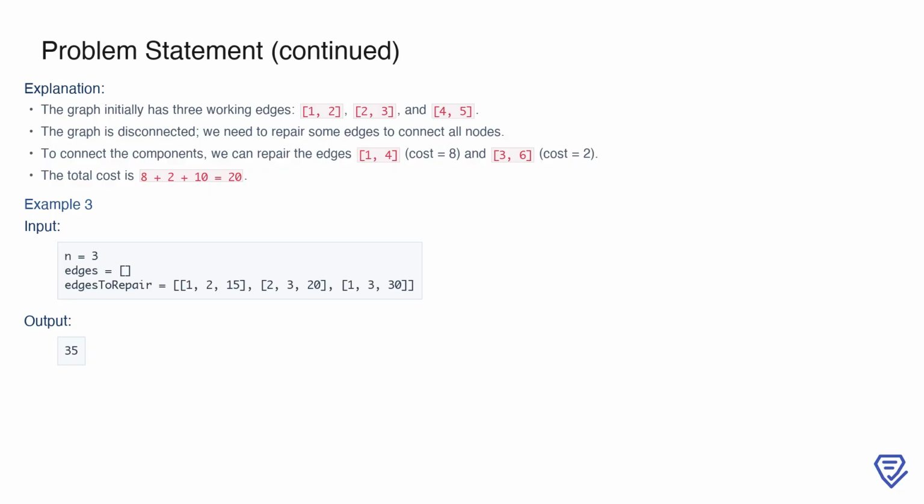To understand this result, let's analyze the graph. Initially, the graph has 3 working edges, 1-2, 2-3, and 4-5. Similar to the first example, the graph is disconnected, and we need to repair edges to form a single connected component. The best edges to repair are 1-4, with a cost of 8 and 3-6, with a cost of 2. These repairs connect the components, and finally, we must also repair 5-6, with a cost of 10. The total cost is 8 plus 2 plus 10 equals 20.